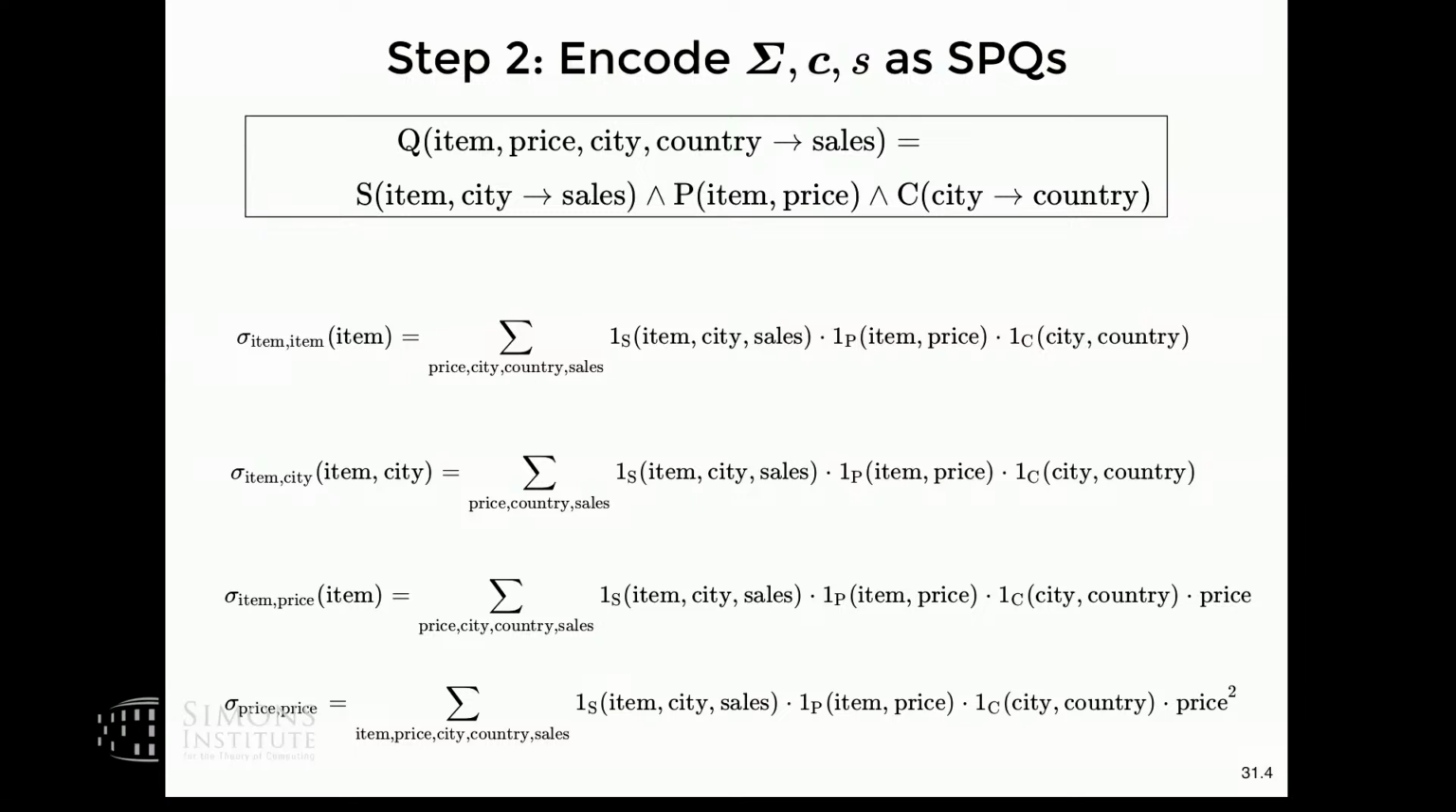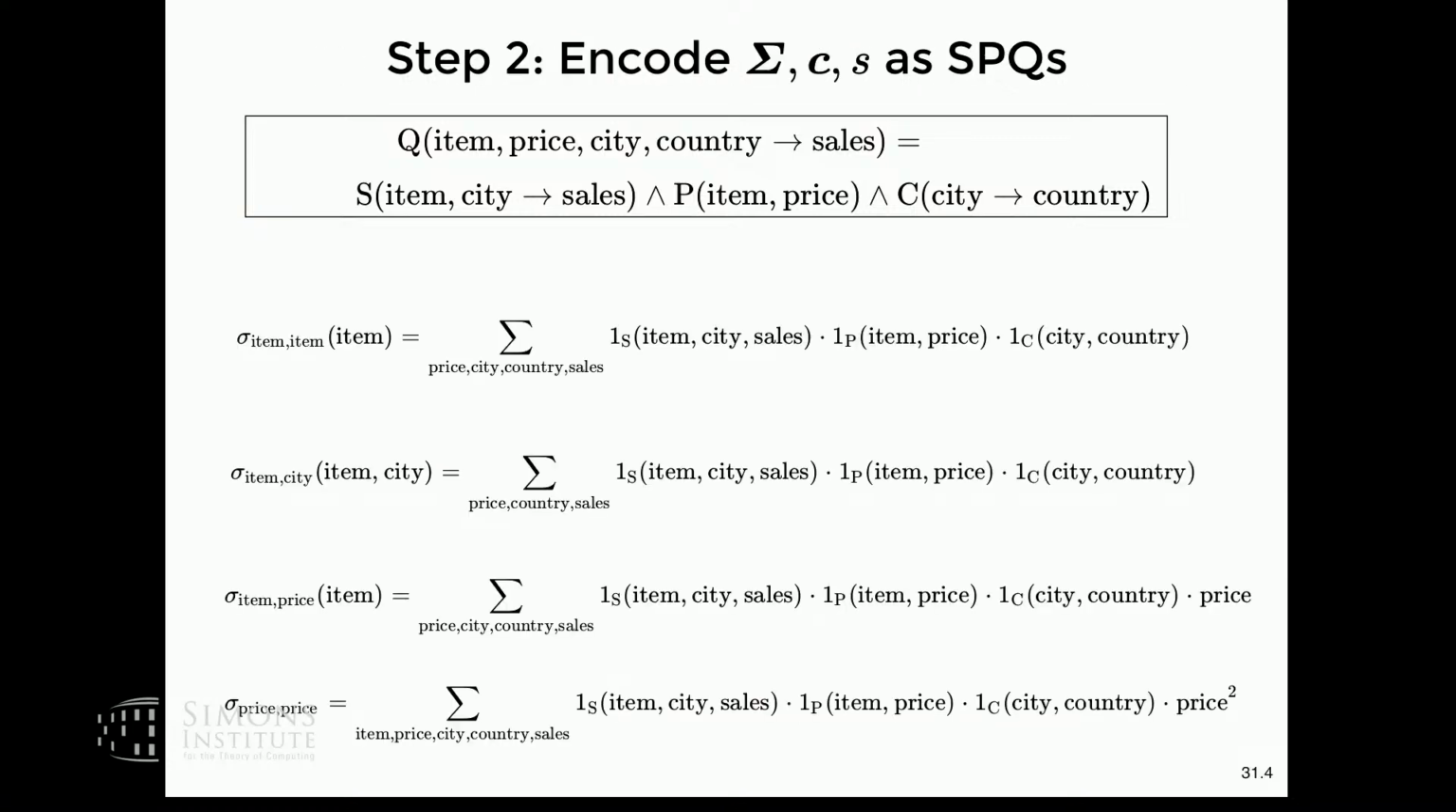So then the thing to remember here is that for every entry of sigma, there is an SPQ. These SPQs look very similar. They only differ in two aspects. They differ in potentially some variable here or some combination of variables that we are multiplying into these indicators. Over here, we have, let's say, price squared. Over here, we have nothing. And they also differ in their group by variables and which variables we are summing.